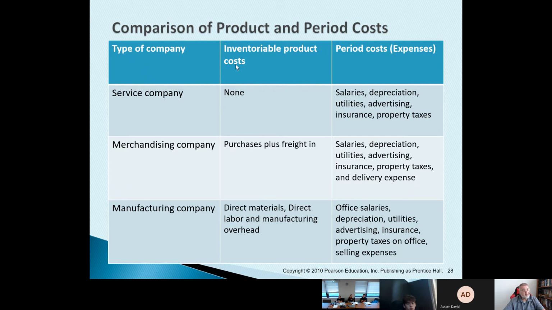Okay, so let's look back at the different types of companies that we've talked about today. All right, so we've got a service company. For the most part, when we're talking service company, there's no inventory, but they do have period costs. They've got salaries for the people doing the service. They may have depreciation. They may have utilities. They may have advertising. Think of Verizon at this point, okay? So all of their expenses, their advertising, their salaries, their insurance, all of their expenses in a service company is considered a period cost, okay?